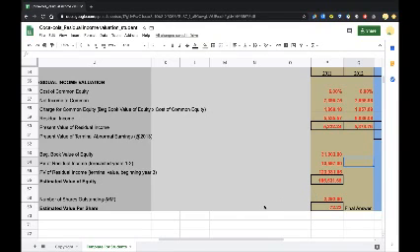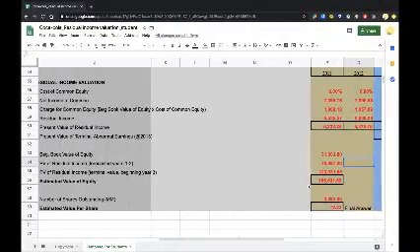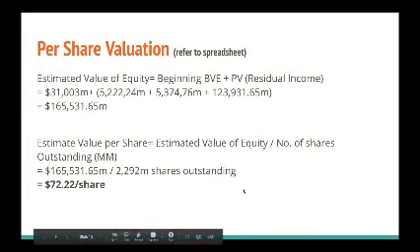And lastly, to find out the estimated value per share, the formula is estimated value of equity divided by total number of shares outstanding. So total number of shares outstanding at the end of 2010 is actually 2,292, which is why this estimated value per share is actually 165,531.65 divided by 2,292, and this will give us $72.22 per share. So that's all for question 2.